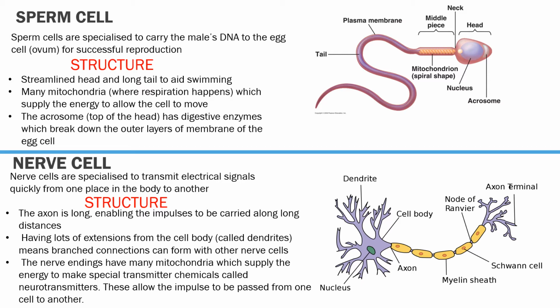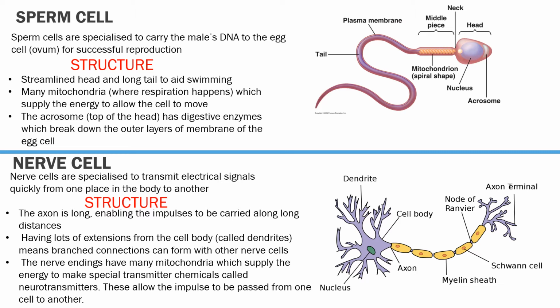The next cell that is found in animals is the nerve cell. It's specialized to transmit electrical signals quickly from one place in the body to another place. Its structure is that it has the axon, which is long. It enables the impulses to be carried along long distances.